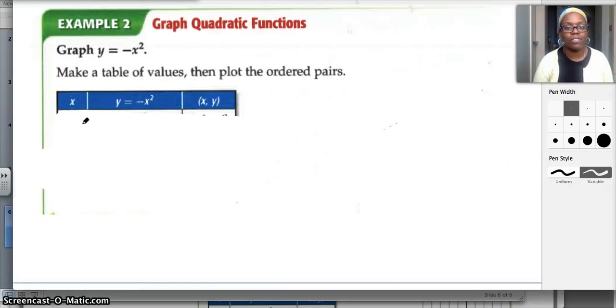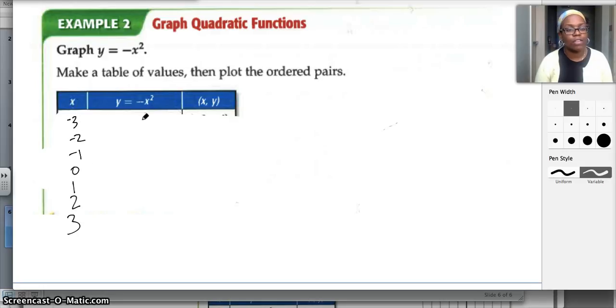We would make a table of values, and what I'm actually going to do is just do a reveal on this one so you guys, well, no, I'm not. Let's do it together. I'm going to do the same thing that I did. Let's do -3, -2, -1, 0, 1, 2, and 3.